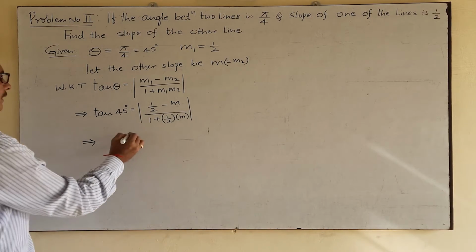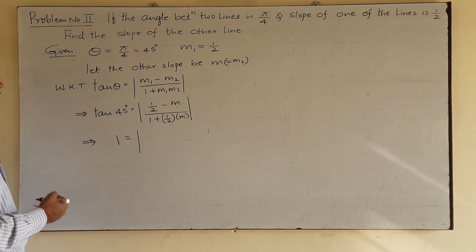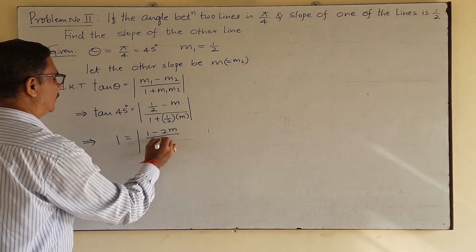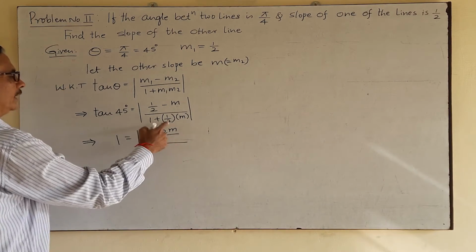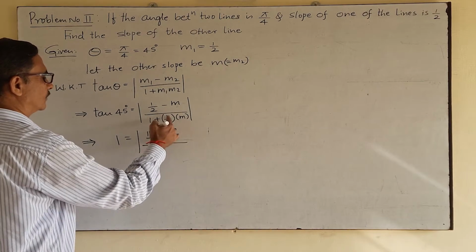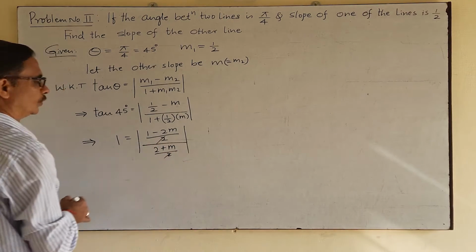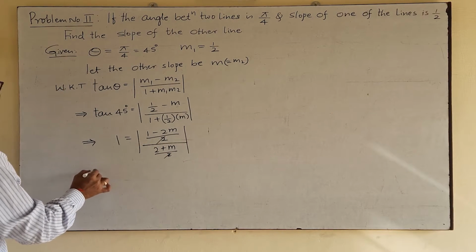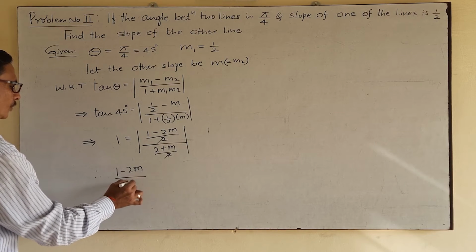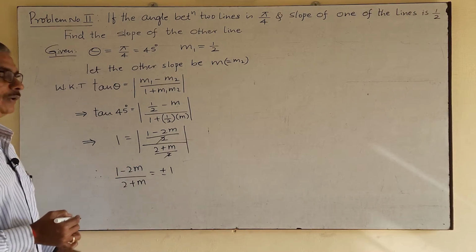But tan 45 degrees value, how much? Standard angle, 1 is equal to modulus of, in the numerator take the LCM. LCM is 2, 1 minus 2m divided by 2, whole divided by LCM is again 2, 1 2s are 2, 2 plus 1 into m divided by 2. That 2 gets cancelled. Therefore, remove the modulus sign so that 1 minus 2m by 2 plus m is equal to plus or minus 1.